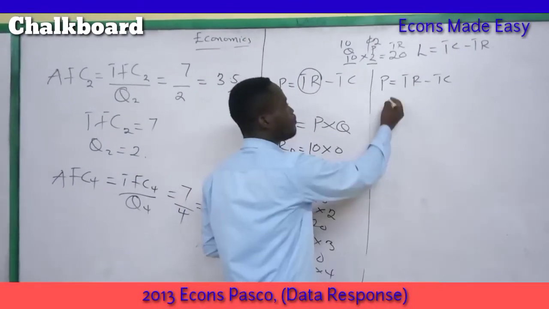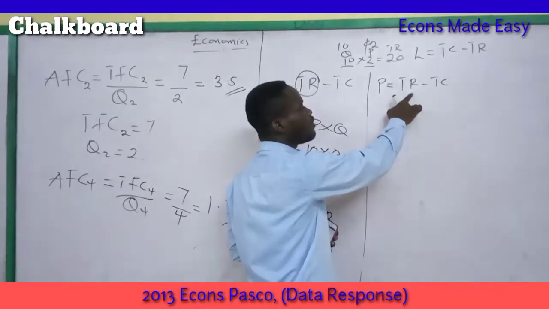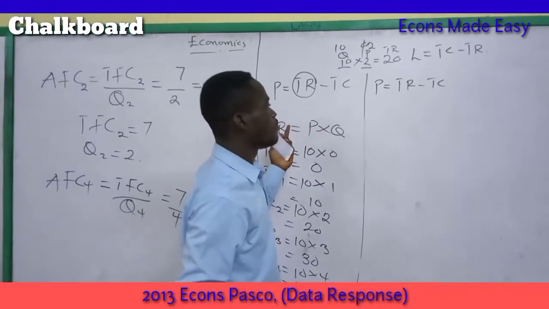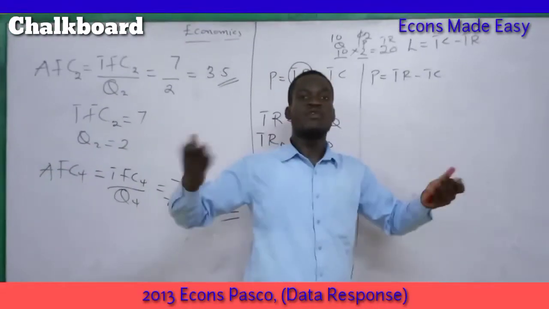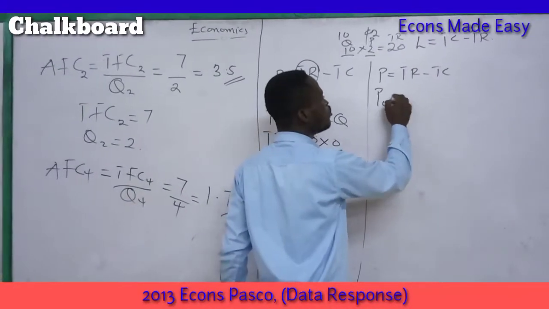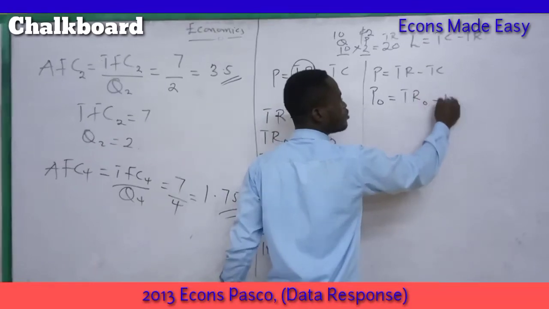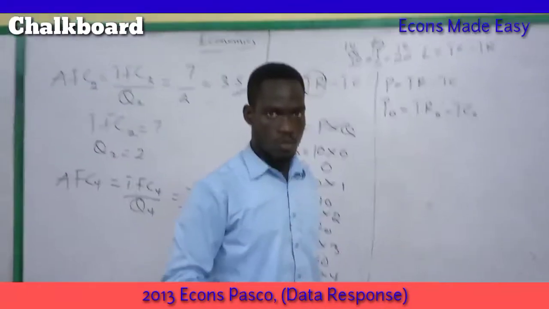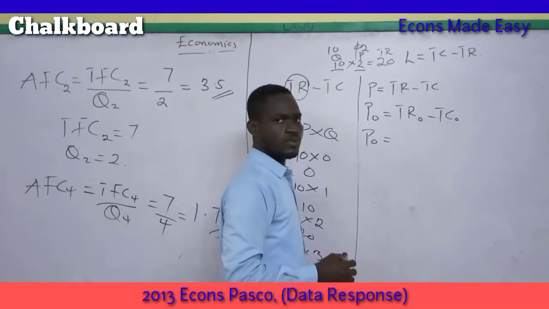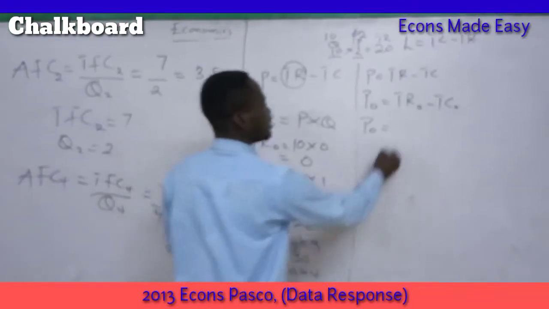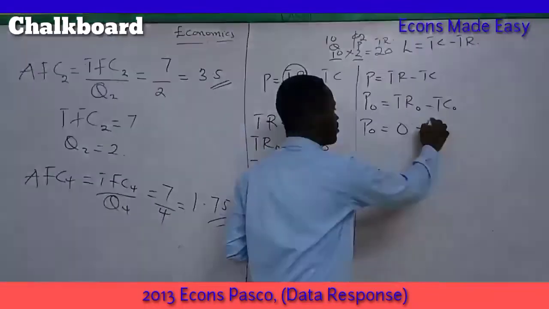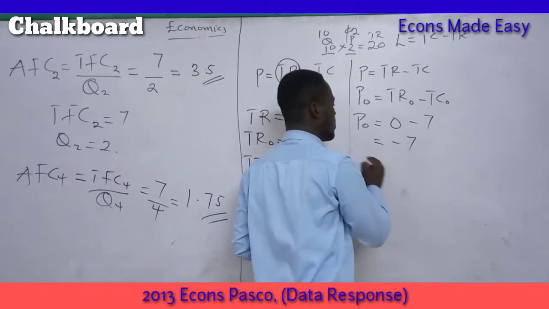And so our profit is equal to total revenue minus total cost. Let's start with output 0, because the question said that we should find the profit for all levels of output. So profit of output 0 will be total revenue of output 0 minus total cost of output 0. We got the total revenue of output 0 here as 0, minus our total cost of output 0, which is 7. And so we are getting negative 7 here.